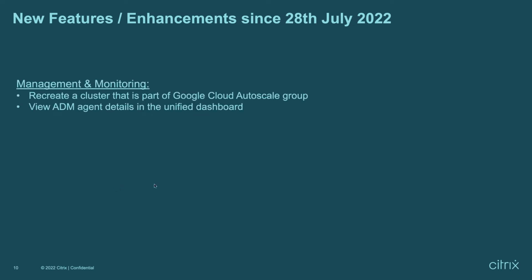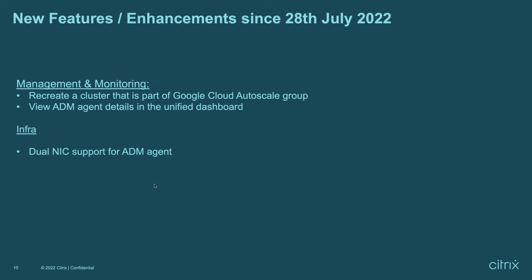Under management and monitoring, there are 2 feature enhancements which have happened. First, now you can recreate a cluster that is part of a Google Cloud Auto Scale group. And the second one is now you can view the agent status details within the unified dashboard itself. So no longer do you need to go to the actual agent pages within the infrastructure to get all the details of the agent.